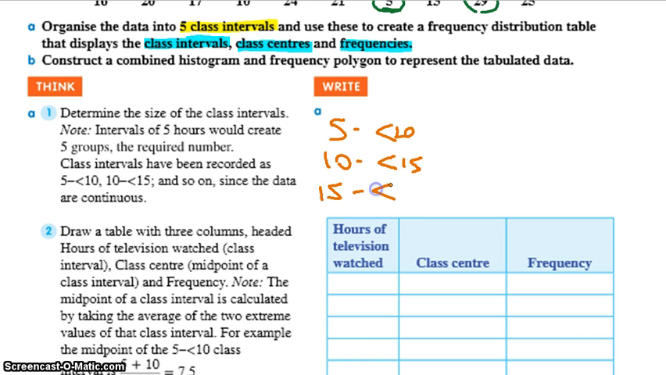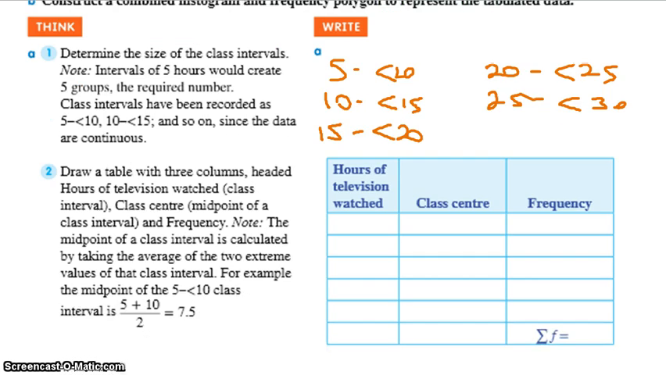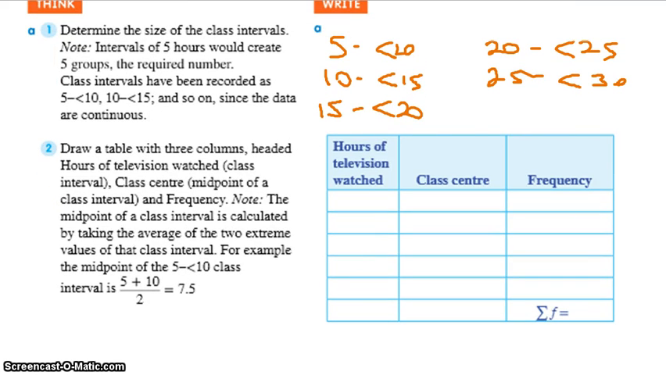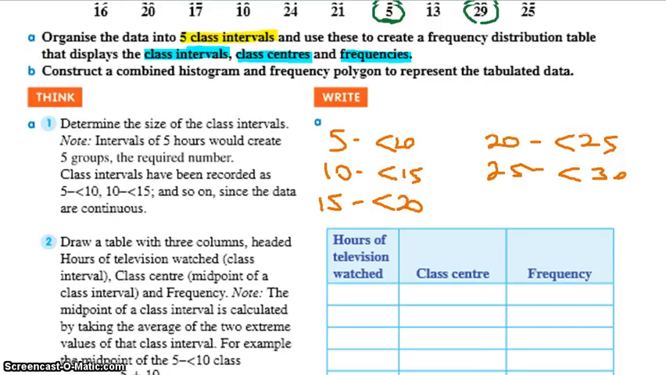15 to less than 20. Cool. 20 to less than 25. And then 25 to less than 30. We don't do 25 plus, because what happens if someone comes back and says they did 32? They're going to be included in that group and it's going to skew it. Alright. Now, we got told what ones to do.